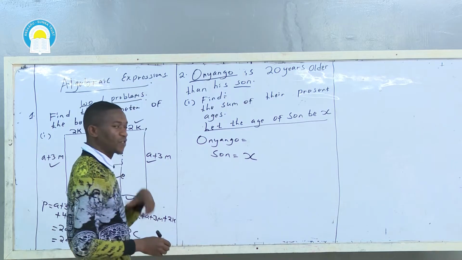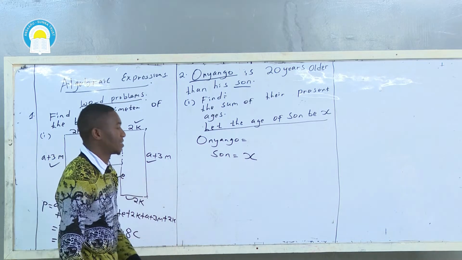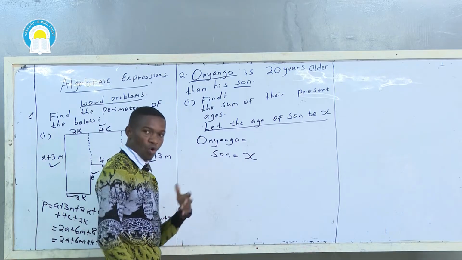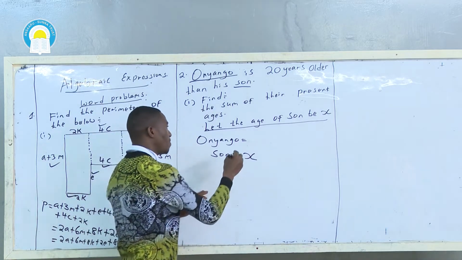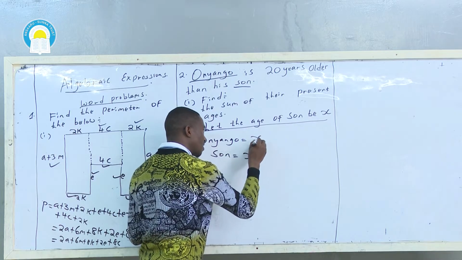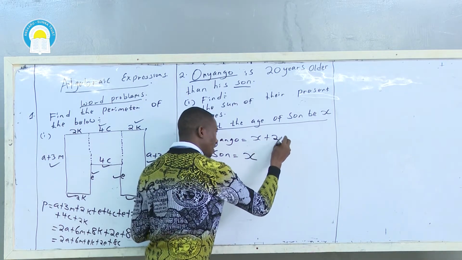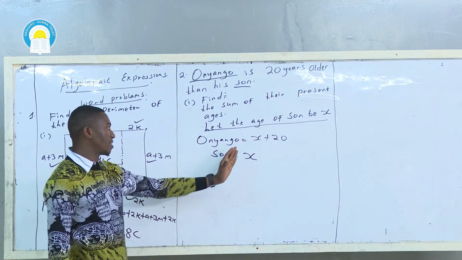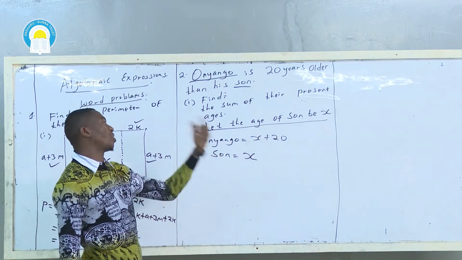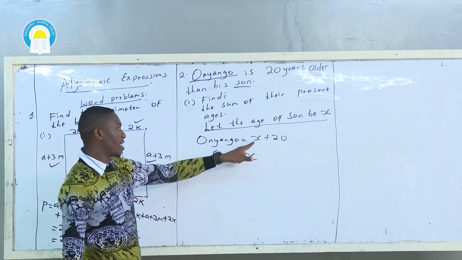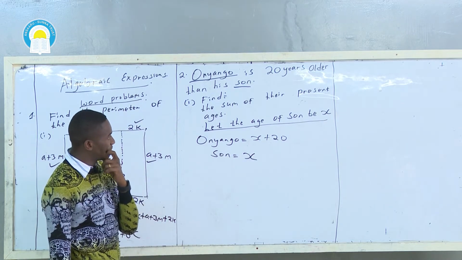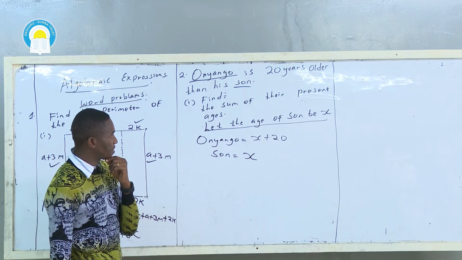And Onyango is 20 years older than his son. That means Onyango will now be X plus 20. If the age of the son is X, Onyango being 20 years older than his son, Onyango will be X plus 20. So the question is, find the sum of their present ages.